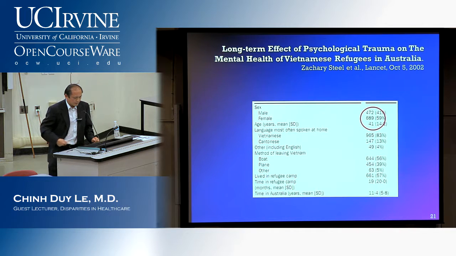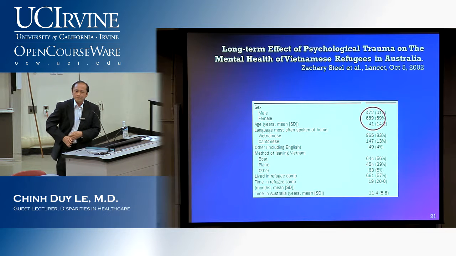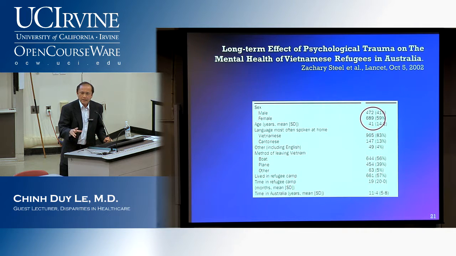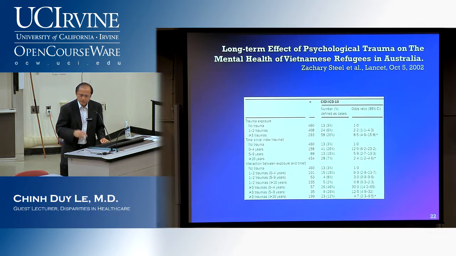This slide shows a study done in Australia. It followed immigrants, primarily Vietnamese, to Australia, to see how the mental health problems were in this group of immigrants. They interviewed around 1,000 people, and they found that the more trauma people have, the more likely they are to have mental health disease, either early or later after the event. For example, among people with more than three traumas, 20% are going to have a mental health problem, compared to people with no trauma, just 3%.